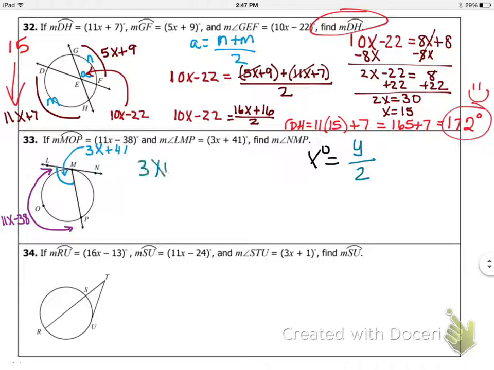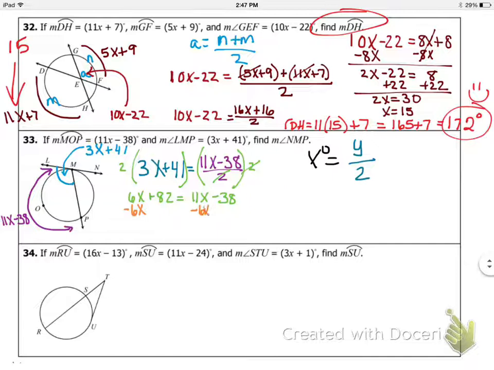So the angle along the line is 3x plus 41, and it's going to be equal to half the arc length, so half of 11x minus 38. Since those aren't divisible by 2, I'm just going to take the 2 to the other side. I'm going to get 6x plus 82 equals 11x minus 38. There we go. Huzzah. Okay.